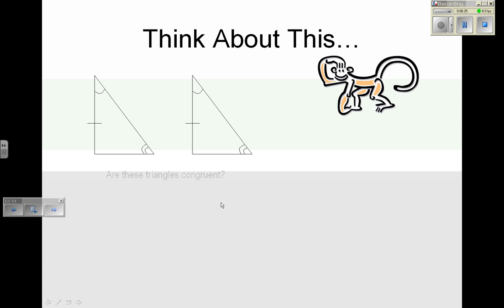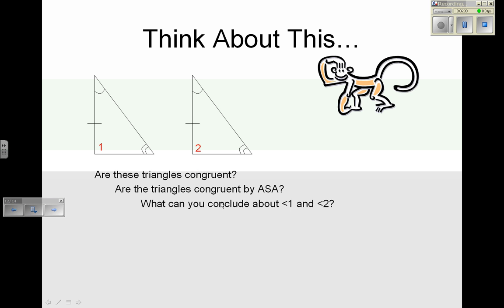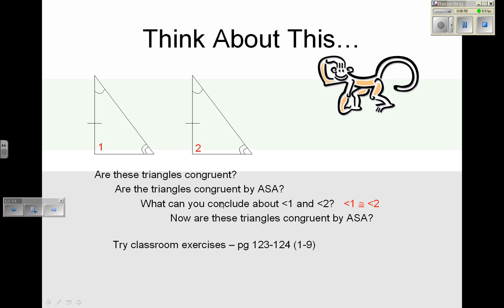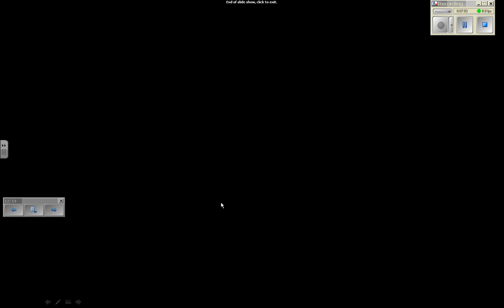Think about this. Are these two congruent? Are they congruent by angle, side, angle? And what can you conclude about angle 1 and angle 2? Since angle 1 is congruent to angle 2, these triangles must now be congruent by angle, side, angle. You can try those classroom exercises. This is an optional thing to get you started. That's the end.